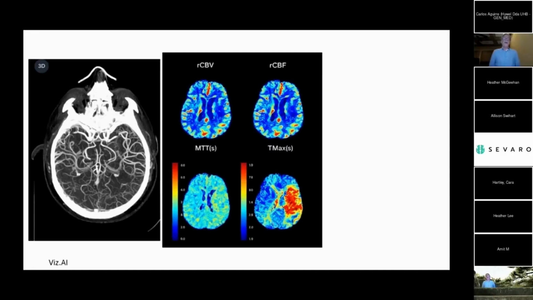Viz. So Viz AI, it's a great one. It's another one of the big dogs along with Rapid. I used them for a couple of years. They're great. Their claim to fame, among other things, is that they're less susceptible to motion artifact, and anecdotally, I totally agree with them.